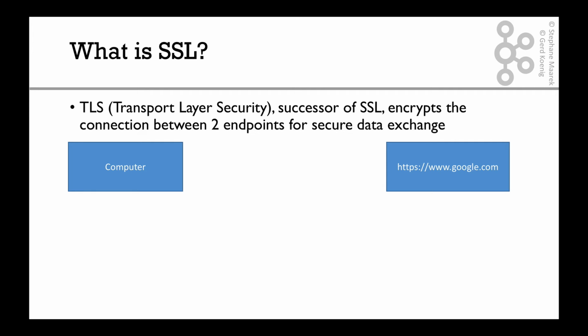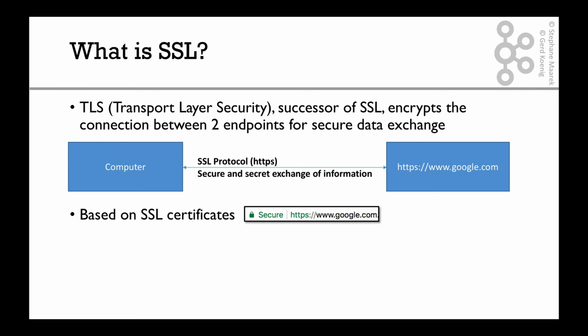Here's your computer, and you're trying to access google.com. As you can see, the URL for google.com is HTTPS. So HTTPS stands for the fact that your connection is going to be encrypted. And in between, this is going to be the SSL protocol, HTTPS, and it will be a secure and secret exchange of information between you and Google, or any secure website that starts with HTTPS.